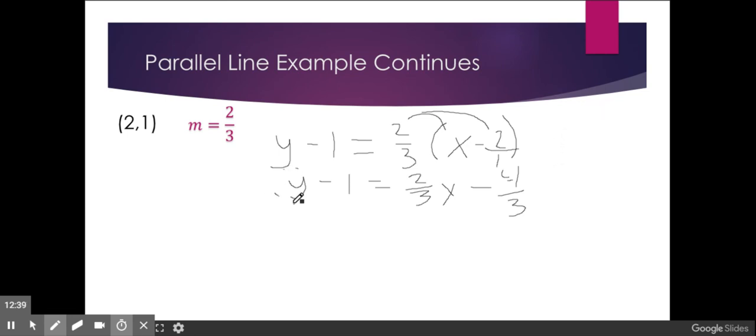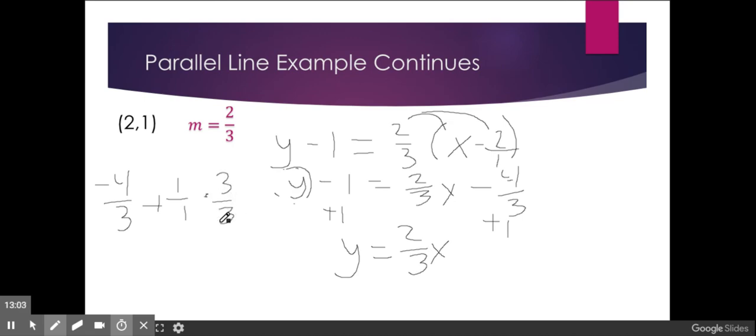And then lastly, so we want to get y alone. The last thing we have to do is add 1 to both sides. And now we're saying, how do we add 1 to -4/3? Well, if you remember, I'm going to put it over here. When we add fractions, we need a common denominator. In this case, it would be 3. So if we multiply 1/1 by 3/3, we get -4/3 plus 3/3, which equals -1/3. And so now we have our equation of our line.